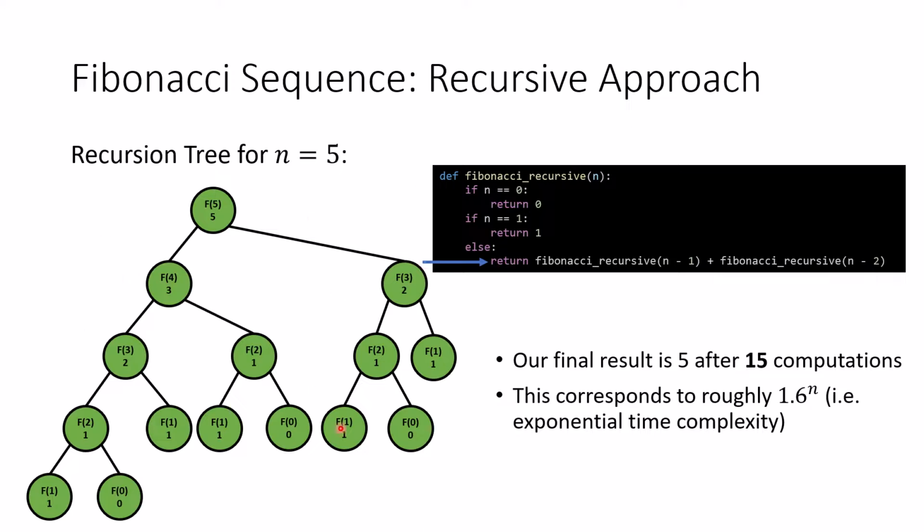Now, this 1.6 to the n basically means that the complexity of the recursive version of the Fibonacci sequence is exponential, because our time complexity is theta of 1.6 to the n. And you can imagine that's not really a very nice complexity, because the higher n gets, it's going to get, as the name says, exponentially larger to actually compute it.